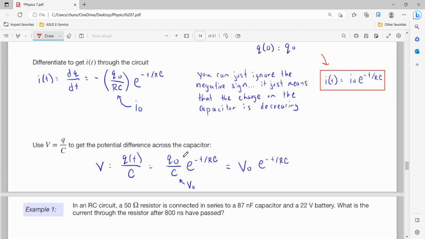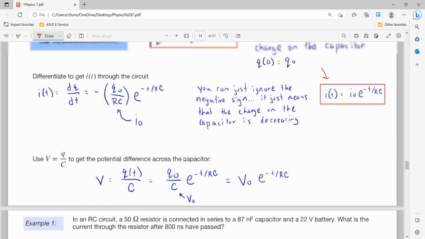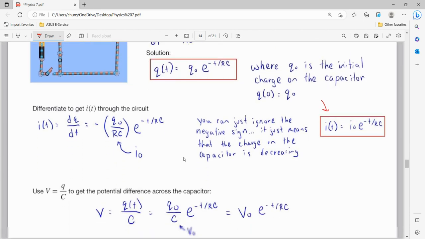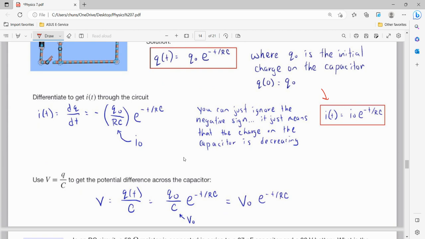So there's also this equation here. This is the potential difference across a capacitor, and this is kind of the same thing. So you can use an equation for each of our charge, current, and voltage, right? Each of them looks like that specific variable naught times e to the power of negative t over RC.